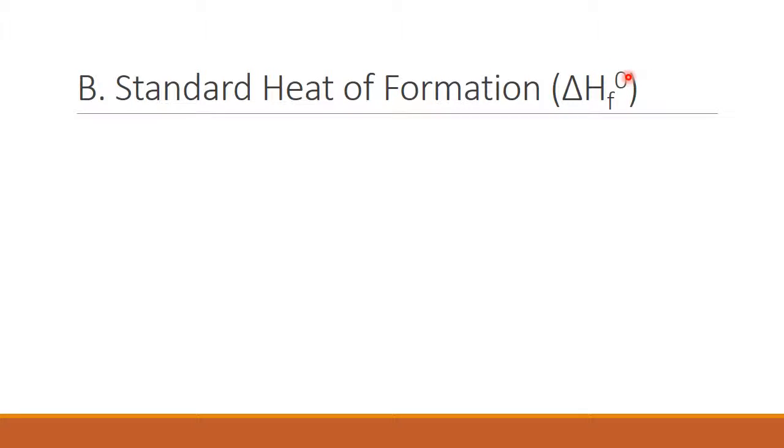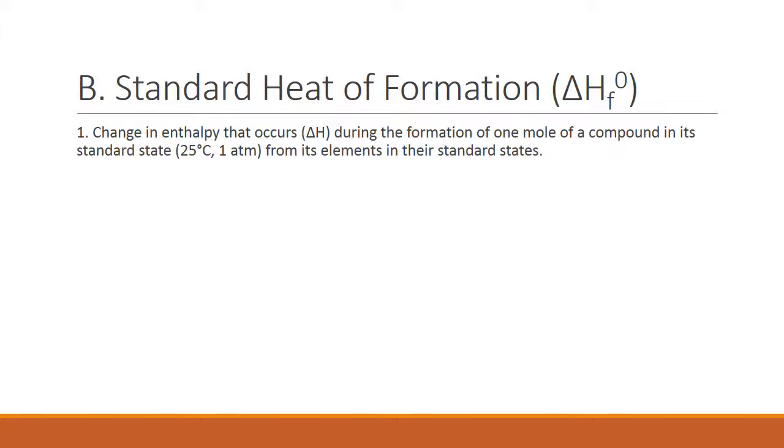that means we're at standard value, and we'll talk about what that means in the definition, which is coming up here. So a standard heat of formation is this. It is the change in enthalpy, so it's still delta H, that occurs during the formation of 1 mole of a compound in its standard state, meaning what physical state would it be in at 25 degrees Celsius and 1 atmosphere of pressure. That's what we mean by standard state, and it forms from its elements in their standard states.